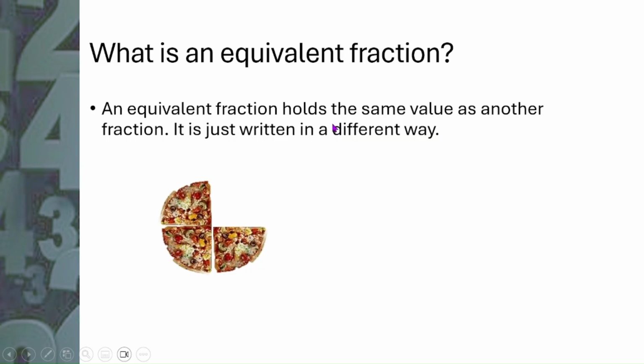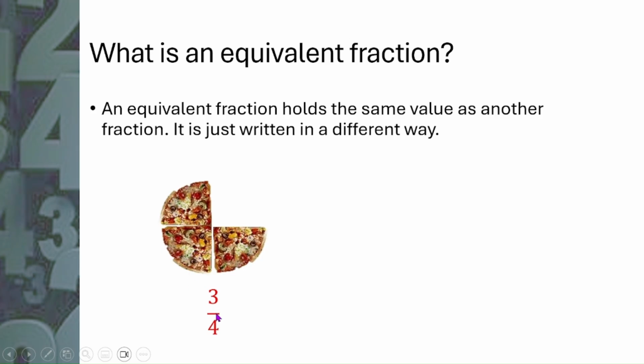Let's look at an example, and here we can see we had a pizza. It was cut into 4 equal sized parts. We have 3 parts remaining. Presumably we've eaten one of them. So we have 3 out of the 4 parts, or 3/4 if you prefer.